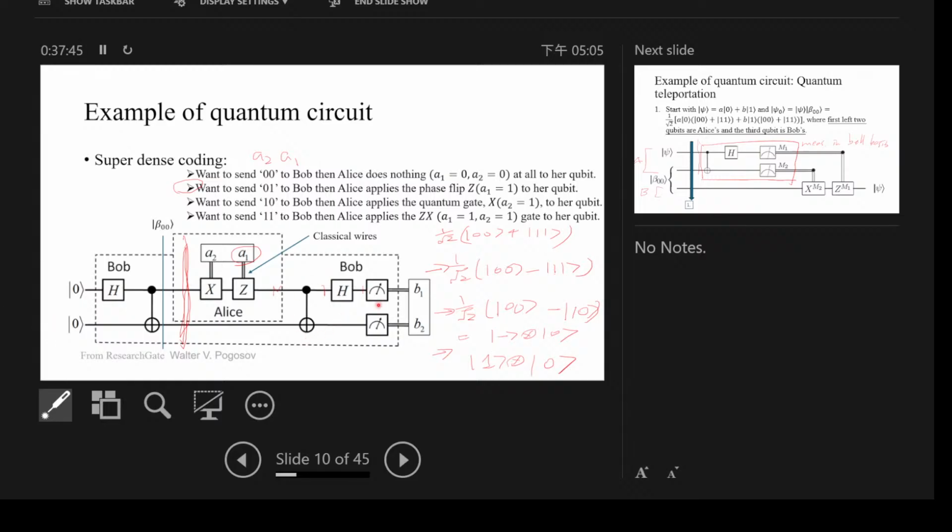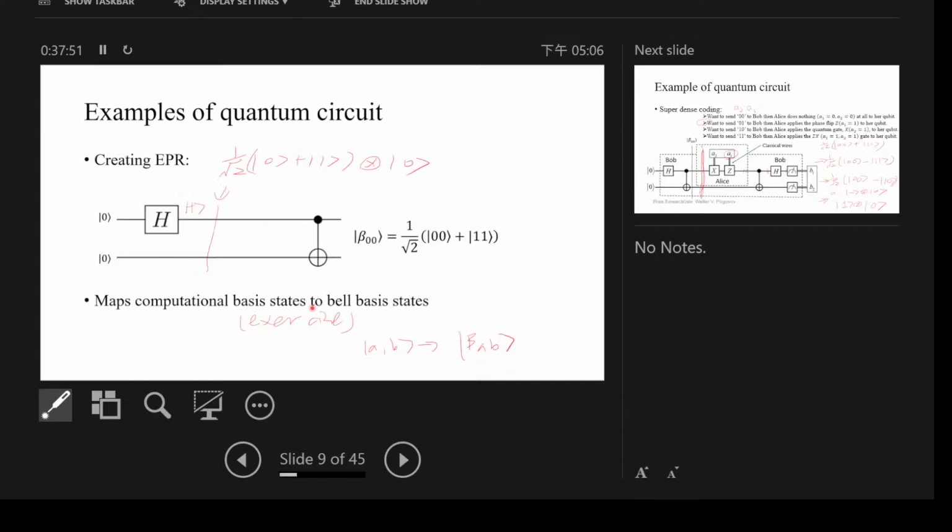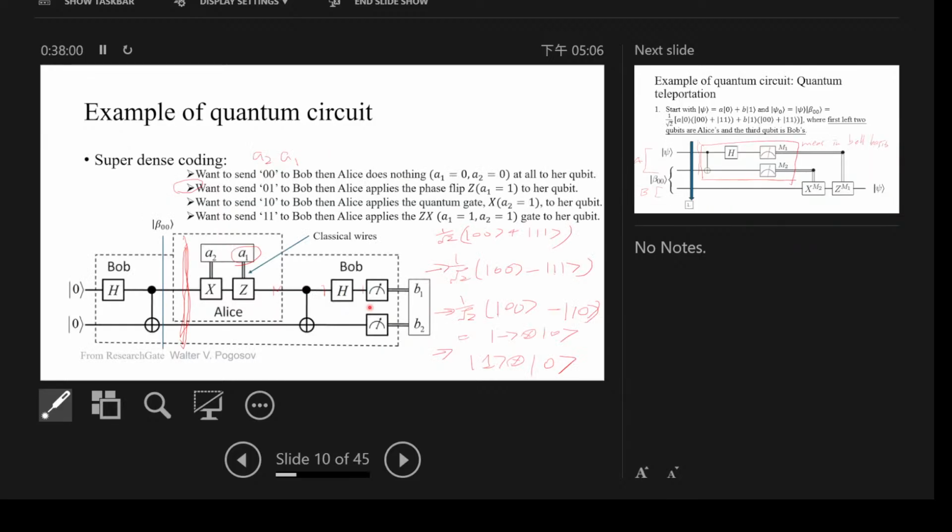And we say Bob does a Bell basis measurement. Because we know how to map from computational basis to Bell basis, if we reverse this circuit, we can map from Bell basis to computational basis. So to do a Bell basis measurement, we just apply the inverse of this circuit and measure in the computational basis. We apply CNOT first and then Hadamard, and then measurement. So this thing together is basically measuring in the Bell basis. And yeah, so this is our superdense coding.